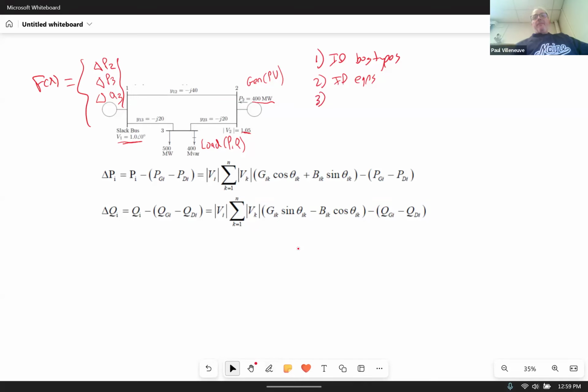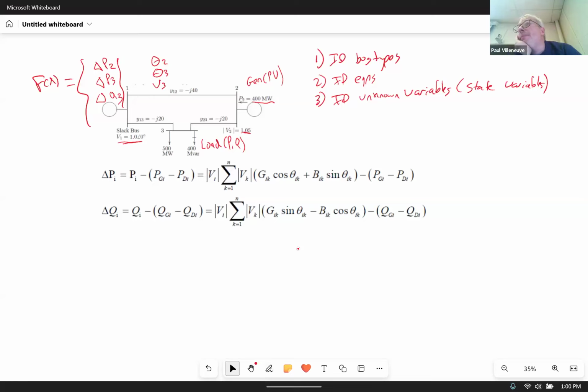Step 3, identify the variables, right? So we're going to ID unknown variables. And remember, these variables aren't just plain variables. They are our state variables. These are the ones that, once we solve for them, we'll be able to fully characterize the operation of our system, or the state of the system, if you want to put it a different way. So our 3 unknowns: we don't know theta 2, right? It's not specified. We don't know theta 3, nor do we know V3.